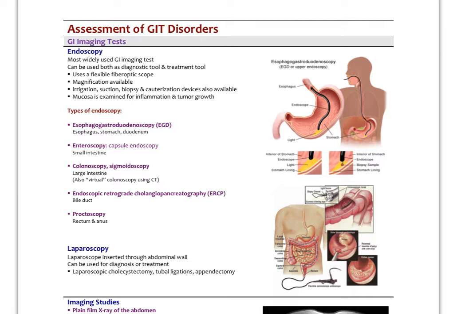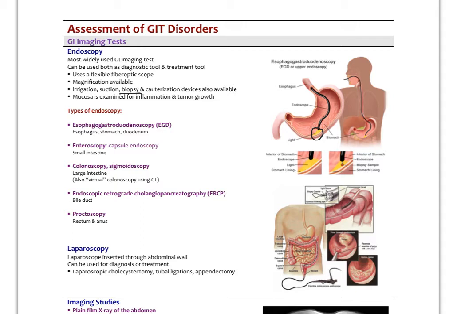So let me just say another word here about endoscopy. It's probably the most widely used GI imaging test. It can be used both diagnostically but also as treatment, and it uses a flexible fiber optic scope. Again, either put in through the mouth or the nose, and the scope has a little light at the end, and sometimes there's a magnifier there to get a closer view. Some of the scopes can be fitted for irrigation, for suction, little biopsy scissors at the end, or cauterization even for bleeds are also available. And so there's lots of different attachments that can be put onto these scopes.